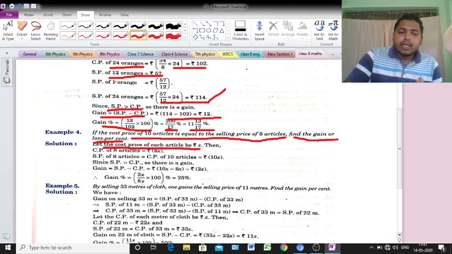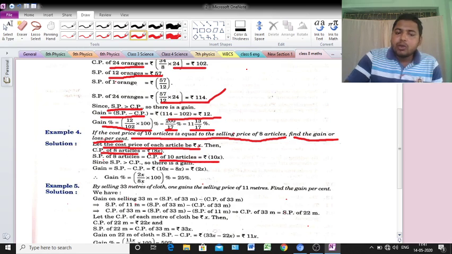Okay. Next. So how many articles are mentioned here? 8 articles and here 10 articles. So CP of 8 articles is rupees 8x. Why? Because CP of one article equals rupees x. So CP of 8 articles equals rupees 8x, and CP of 10 articles equals what? Rupees 10x. Was this understood or not? Just check it.